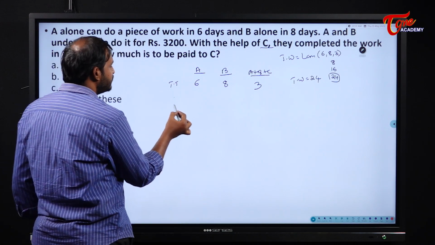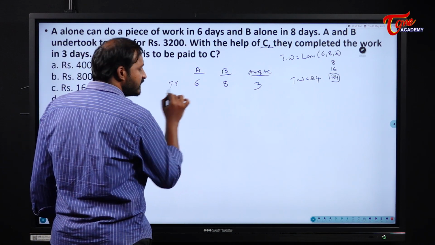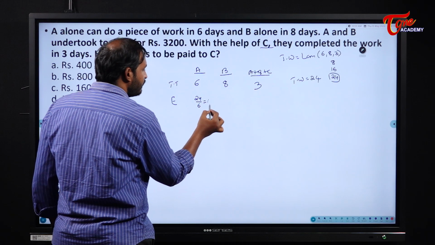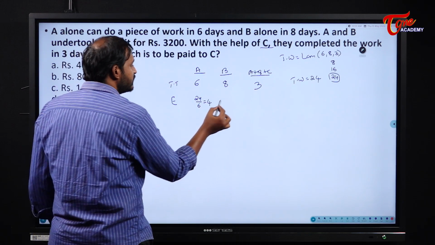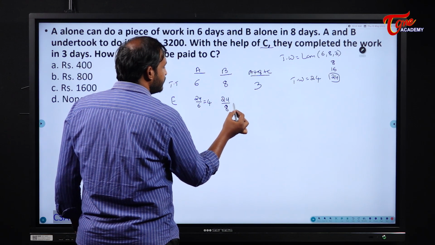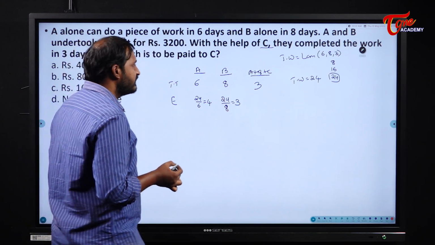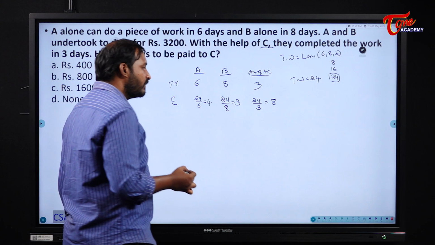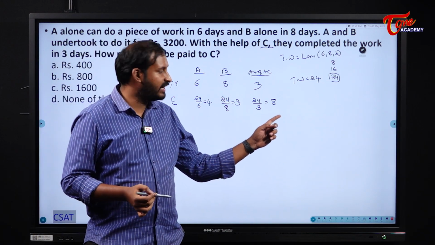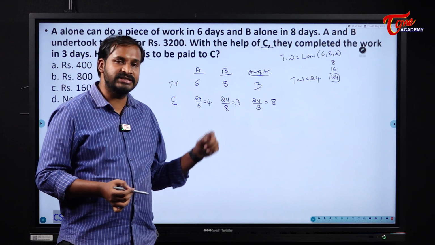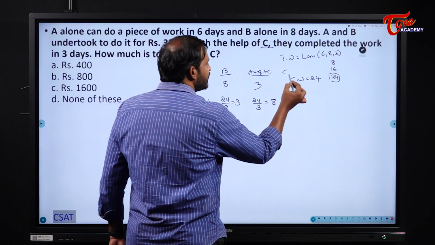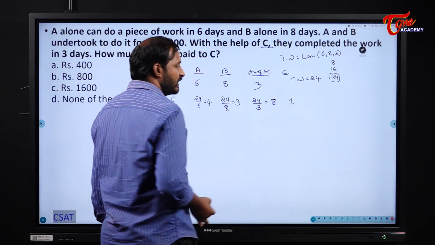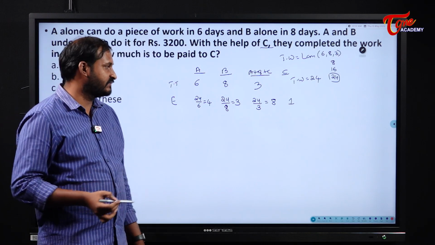Now, what will be their efficiency? What is the efficiency of A? 24 by 6. A's efficiency will become 4. What is the efficiency of B here, students? Total work is 24 and time taken is 8, so B's efficiency is 3. What is the efficiency of A, B and C together? 24 by time taken, that is 3. That is 8. A, B and C's combined efficiency is 8. A's efficiency is 4 and B's efficiency is 3. From this, the efficiency of C is 1.